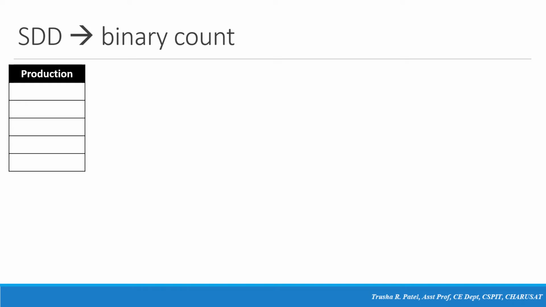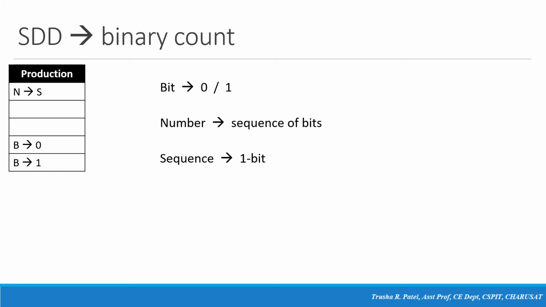To form the grammar for this, as we know, in binary we have only two possible bits, either 0 or 1. So our productions will be B gives 0 and B gives 1. Now the binary number can be formed from a sequence of those bits. So on top of that we'll have a production like N gives S, where N stands for number and S stands for sequence.